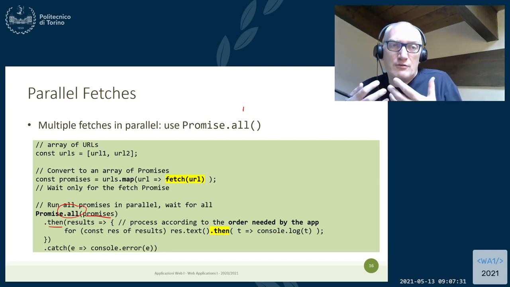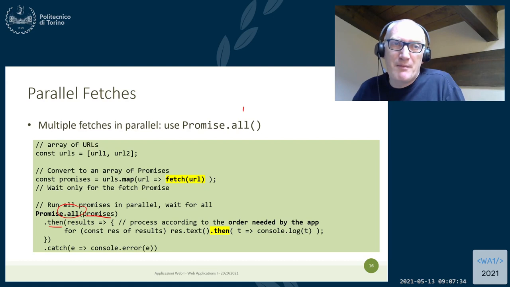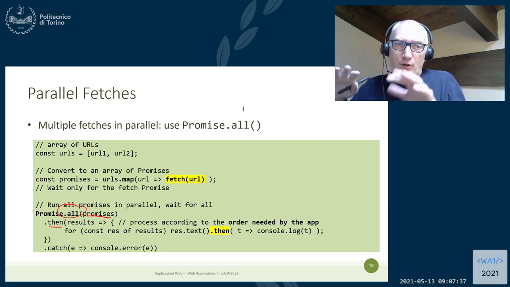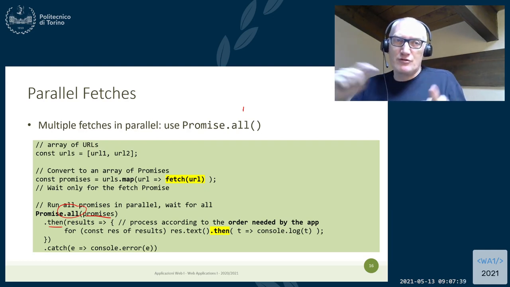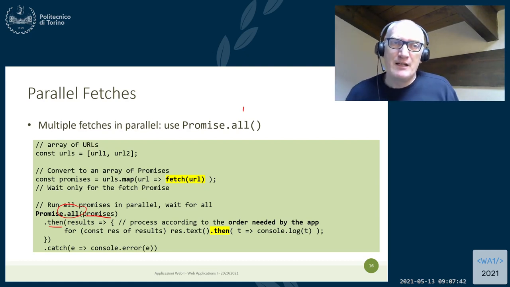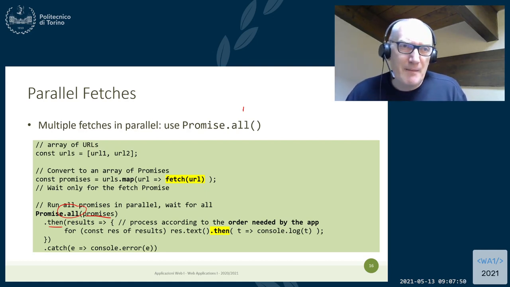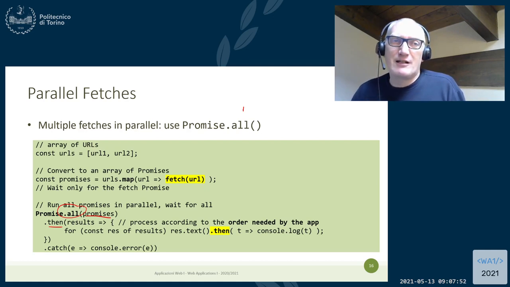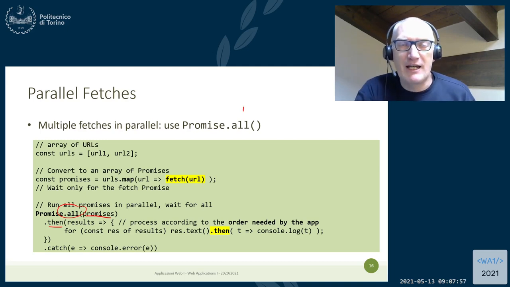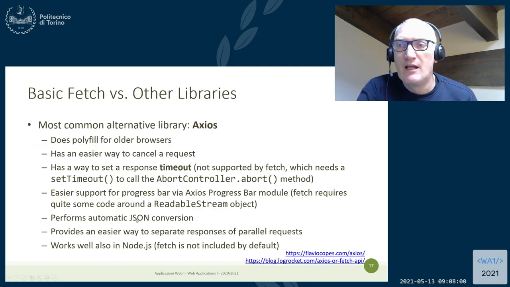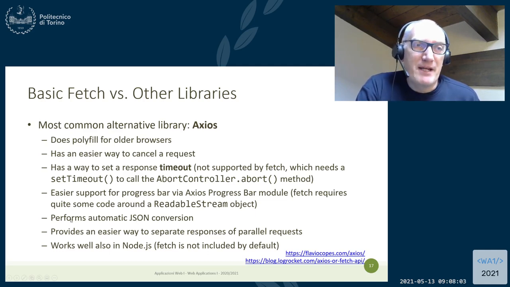So if we are trying to make more things run in parallel, just remember that in this case, the different promises must be independent. They should not rely on each other's results, because we never know in which order they will be processed. But it's just basic properties of the promises that are applied in this special case to a fetch operation. Fetch is the basic operation that is implemented directly by all current browsers.